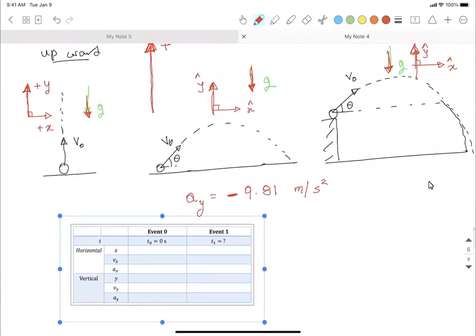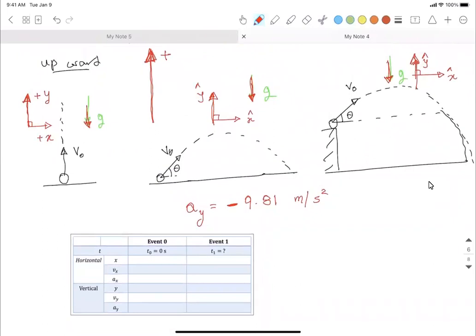Okay, now with this, if I get this table right here, whenever you are working on any of these cases and trying to fill out the information, you will have the initial position at event 0 starting from 0. If this is your x hat, if this is your y hat, this will be the origin. So initial position 0, initial position 0. We don't know what these are yet. And acceleration along the x direction, a_x, there's nothing, it's a 0.